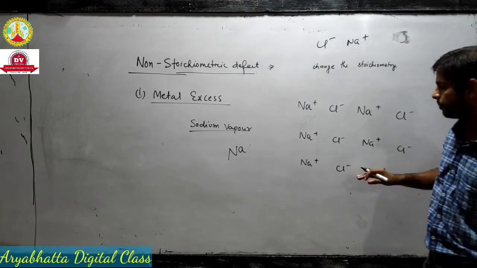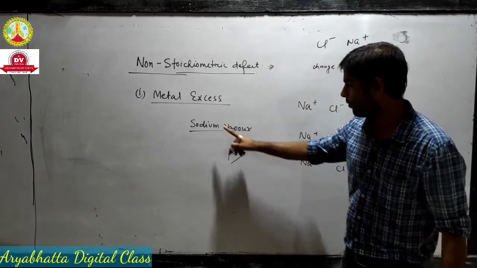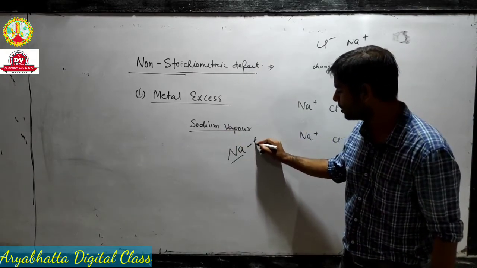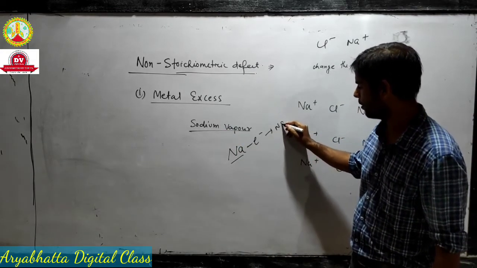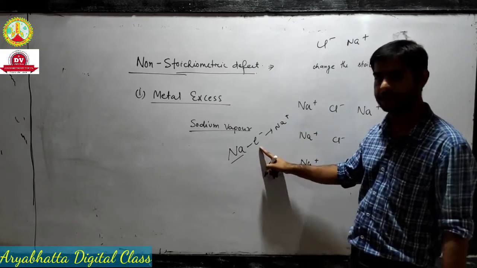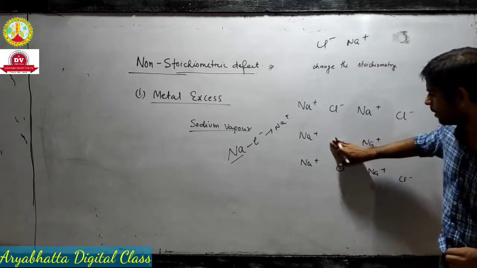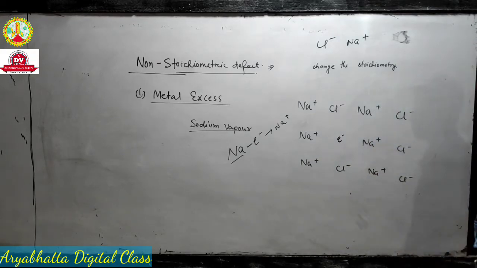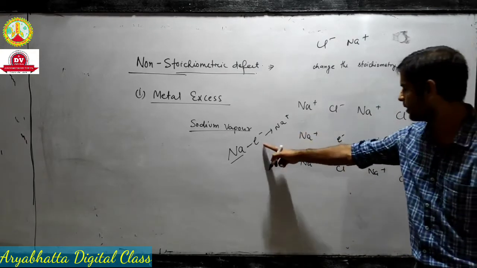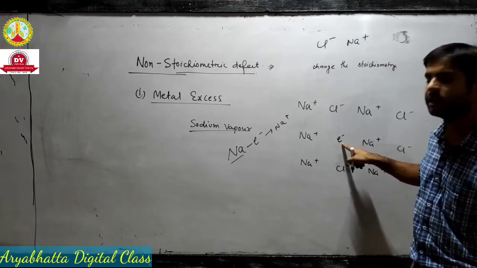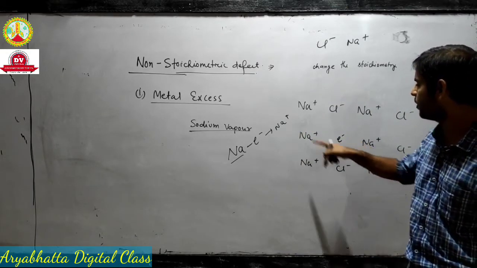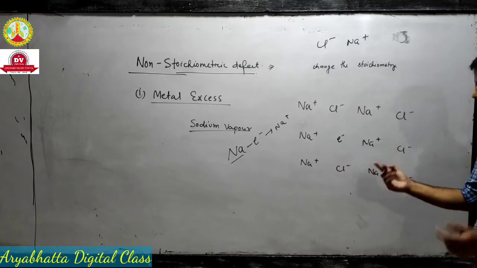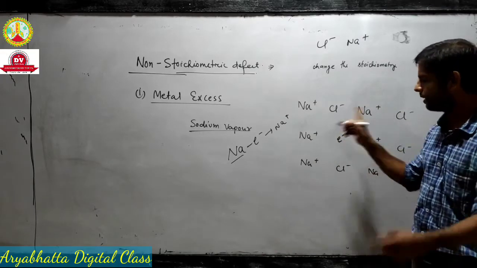So what will happen? This sodium, from sodium vapor, will lose an electron and become Na positive. This electron will enter here. What will this electron do? This electron will balance the neutrality. See, because now positive and negative are equal.